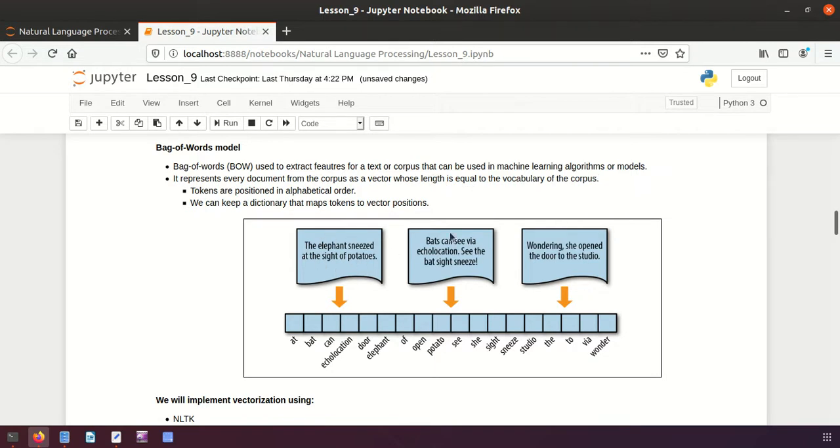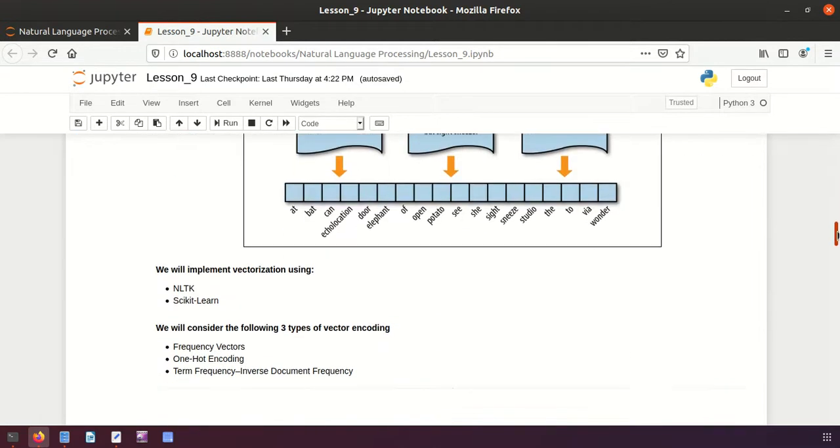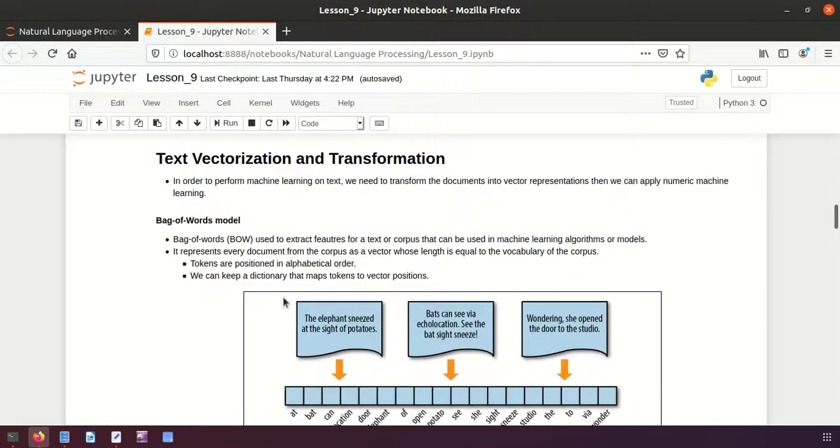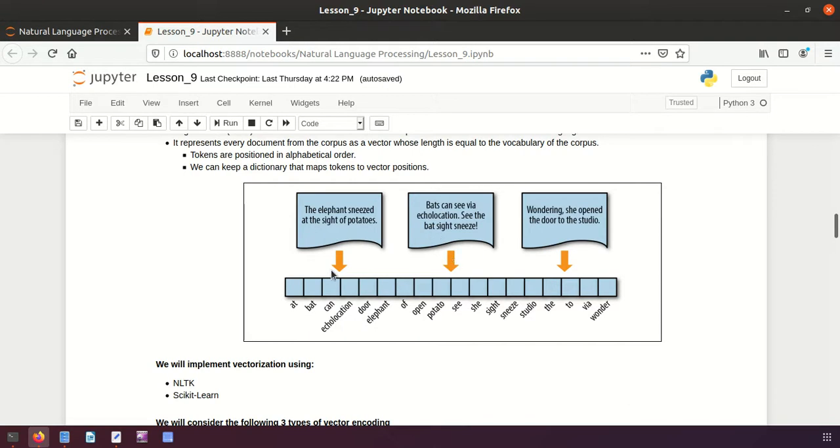Here we have this document, the second document, and the third document, and this one is the vocabulary, the whole, and each word is repeated. But you have to remember, the vocabulary is the union of these documents, so repeated words will not be there, but the words will be here. And then tokens are positioned in alphabetical order. You see here the tokens are already ordered as we sorted there. Then we can keep a dictionary that maps the tokens to the vector position. So these are the documents and this is the vocabulary, and there we will be keeping a dictionary for mapping the words with their values. What do we have here in the dictionary?